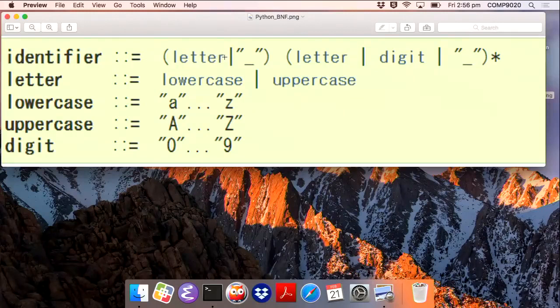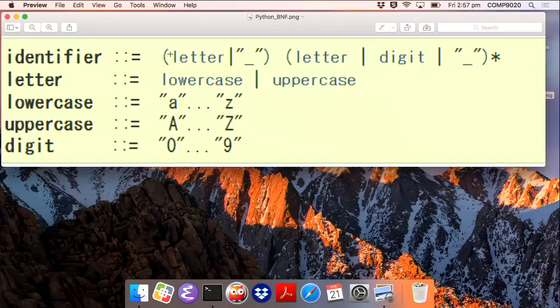Now, what does it mean when we define an identifier for Python? It tells you that you are allowed to use a letter, and letter is defined as either lowercase or, this is a symbol that can be understood as a union, an uppercase letter. Lowercase is defined as a to z, and uppercase is defined as capital A to capital Z. Or you start your identifier with an underscore. So if you see this, then you immediately know that an identifier cannot start with a number, for example. You have to use a letter or an underscore.